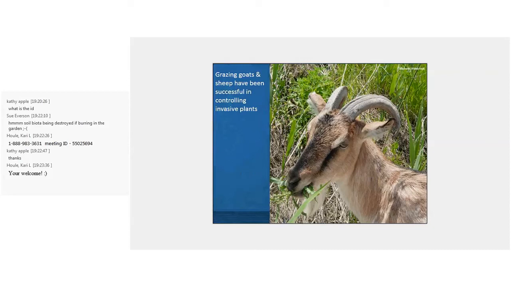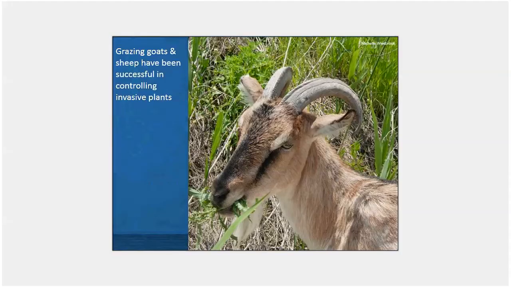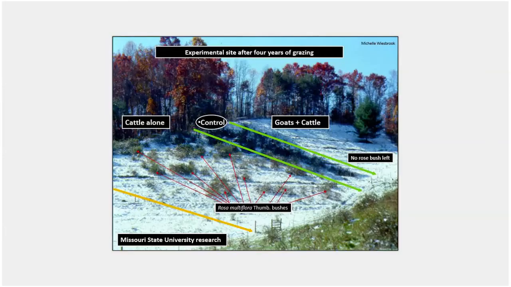And so I want to show an image here, and this is a study done by Missouri State University. And it is an experimental site, and the entire area was completely overgrown with multiflora rose. And you can see there are 3 plots here on the screen. And so on the far left is where cattle graze alone by themselves. And the little red arrows here are pointing to where they left behind the multiflora rose. They didn't want to touch it.